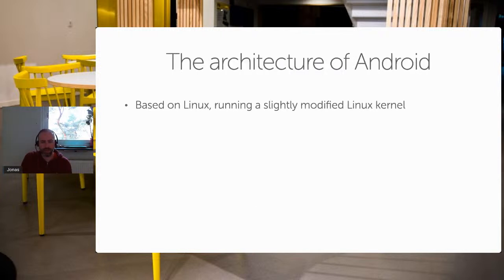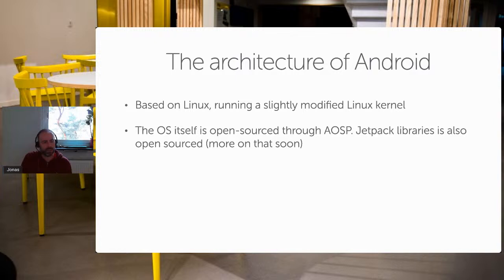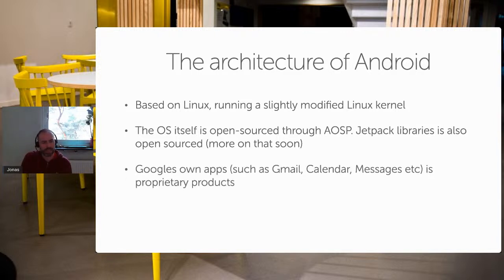A quick look at the architecture of Android. It's built on a slightly modified Linux kernel, for the purpose of the constraints of mobile devices. As I said, it's open sourced through AOSP, the Android Open Source Project, so anyone can contribute to the operating system. There are also, as I will show you later, the Jetpack libraries for building apps. They're also open sourced. While Google's own apps that you're probably familiar with, Gmail, Calendar, Messages, are closed proprietary products that only vendors that have a license for Google Play can come with pre-installed.